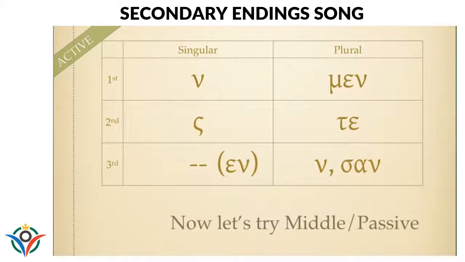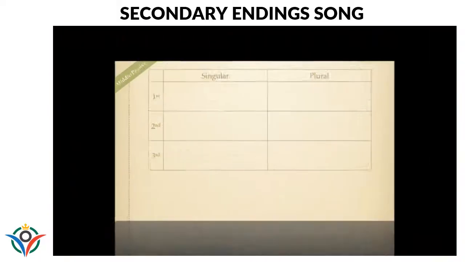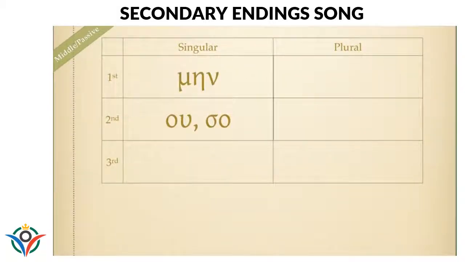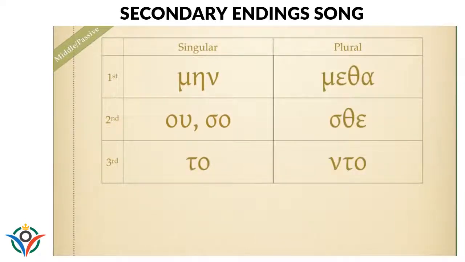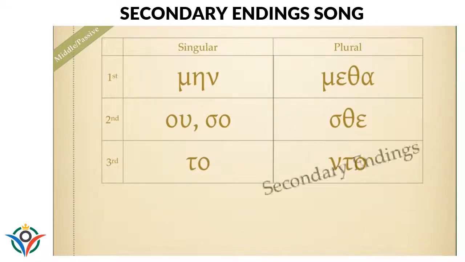Now let's try middle passive secondary endings. Main, who, or saw, and then a ta. Methystheton ta, and that is all. Endings for middle passive, also very attractive. Now let's go back to active secondary endings.